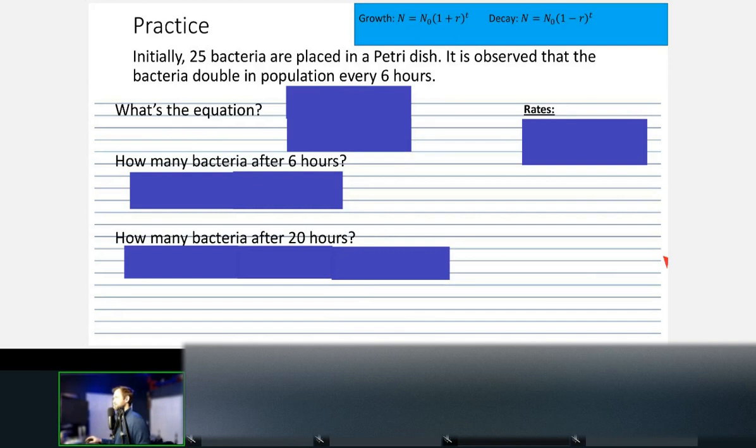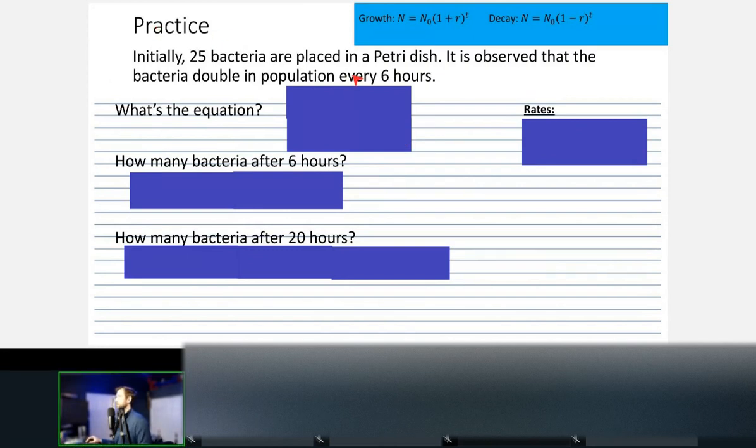All right, let's get into it. Initially, 25 bacteria are placed in a petri dish. It is observed that the bacteria double in population every 6 hours. We'll be using the growth or decay equation. Definitely growth.